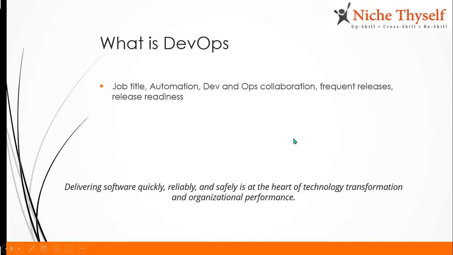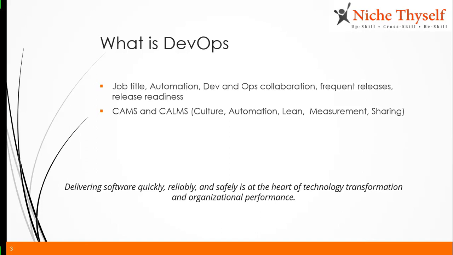So is it a job title? Is it about automation? It is about dev and ops collaboration. Is it about frequent releases? Is it about release readiness? So all of that is applicable for DevOps, right? Many companies are giving job openings as DevOps engineer or DevOps developer. Then you have SDET for QAs nowadays, if they are developers as well. So basically delivering software quickly, reliably, and safely is at the heart of technology transformation and organizational performance. So for businesses, this is very important to stay competitive in the market.